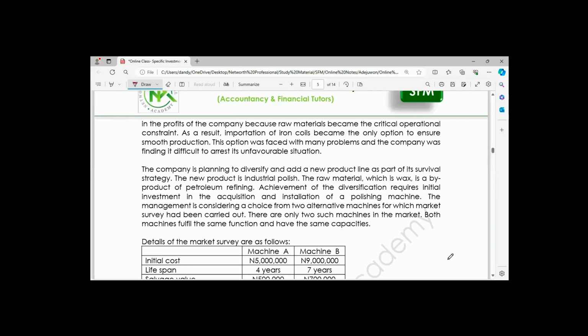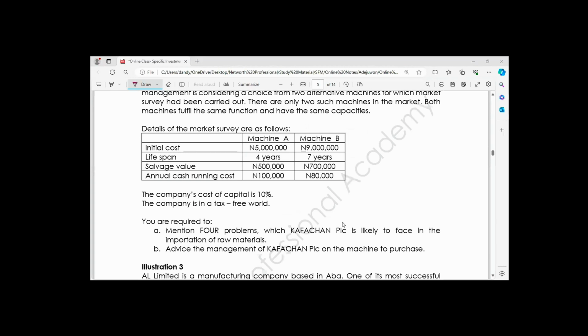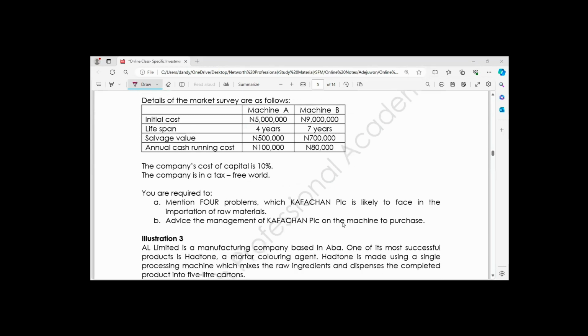The company is planning to diversify and add a new product line as part of its survival strategy. The new product is industrial polish. The raw material, which is wax, is a byproduct of petroleum refining. Achievement of this diversification requires initial investment in the acquisition and installation of a polishing machine. The management is considering a choice from 2 alternative machines for which market survey had been carried out. There are only 2 such machines in the market. Both machines fulfill the same function and have the same capacity. Details of the market survey are as follows. All figures are assumed correct. The company cost of capital is 10%. The company is in a tax-free world. You are required to A. mention 4 problems which Kafachan PLC is likely to face in the importation of raw materials. B. Advise the management of Kafachan PLC on the machine to purchase.